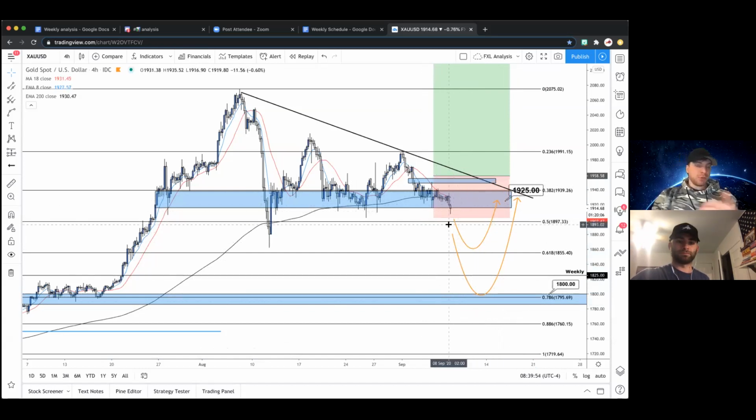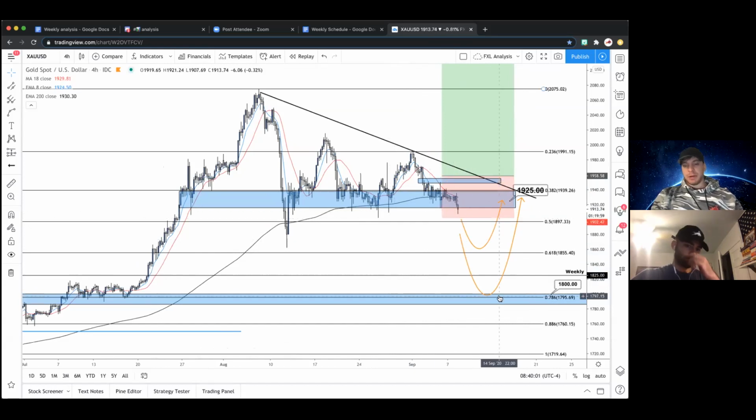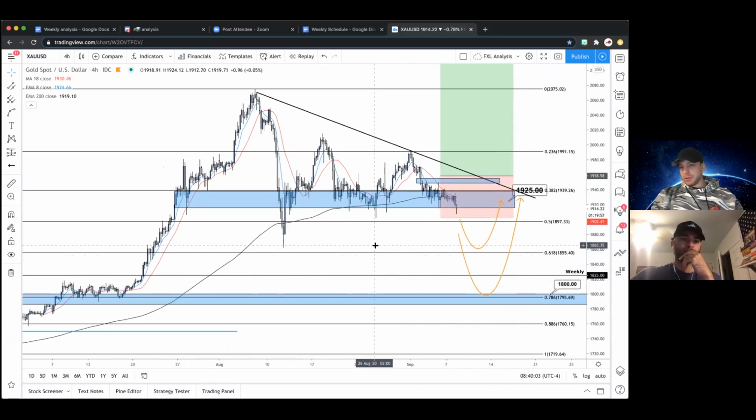You could take some super aggressive trades if you see some lower highs on a lower time frame, but don't marry anything, guys. Don't marry any trade on a pullback on gold. Not that smart, to be honest.